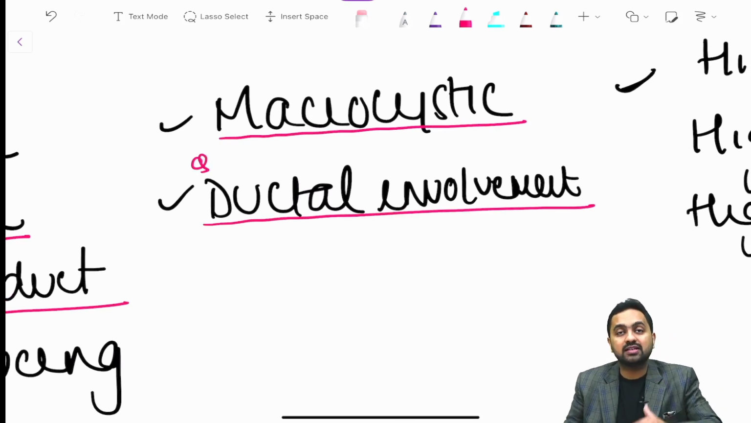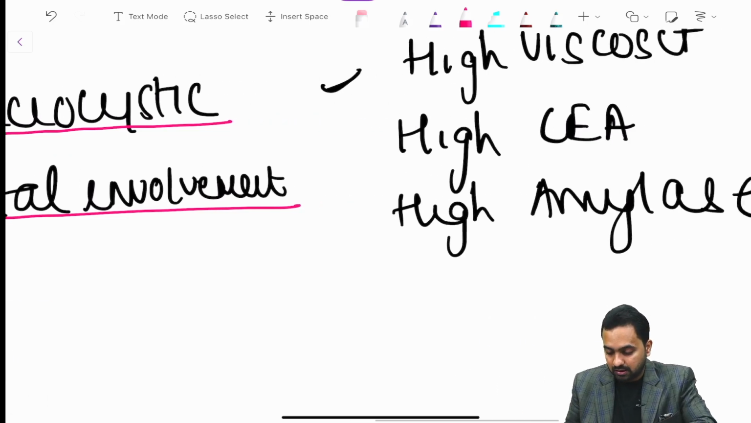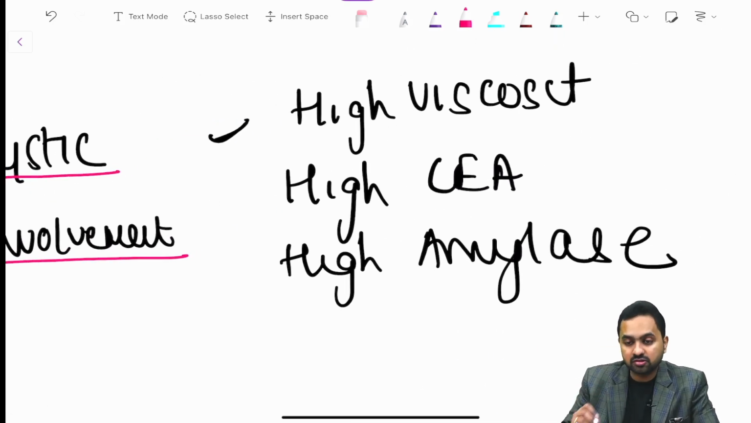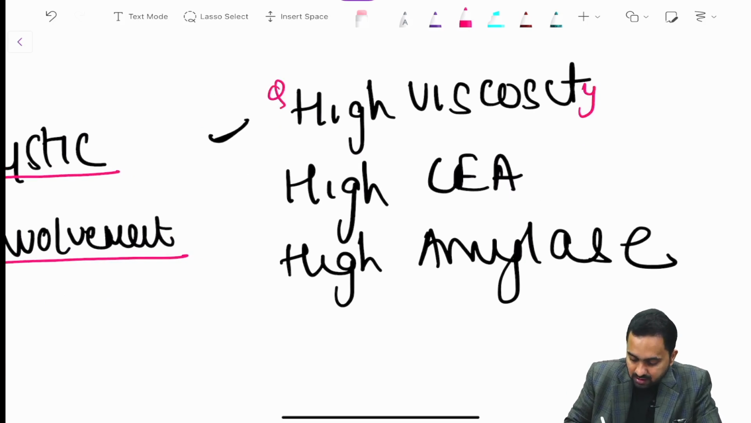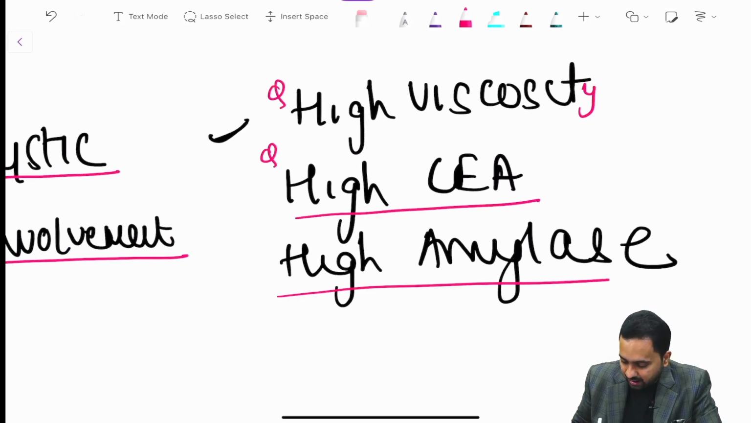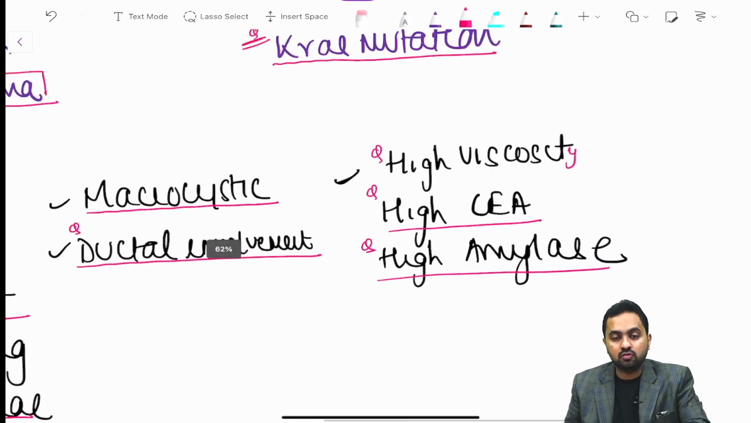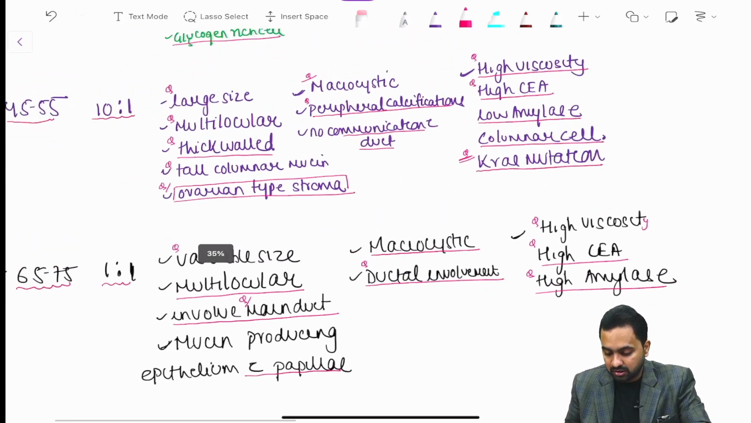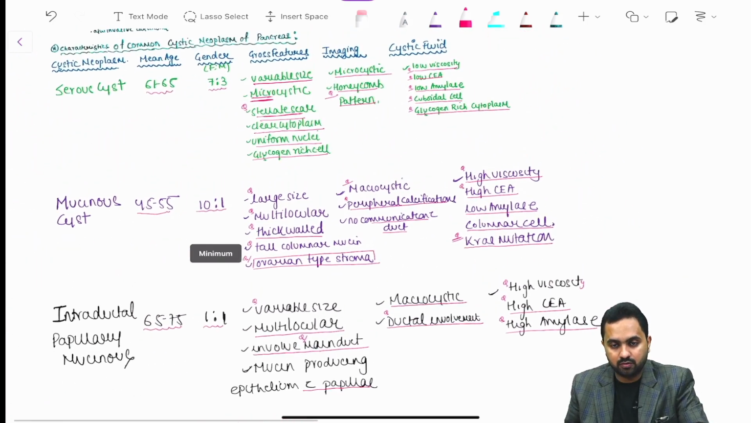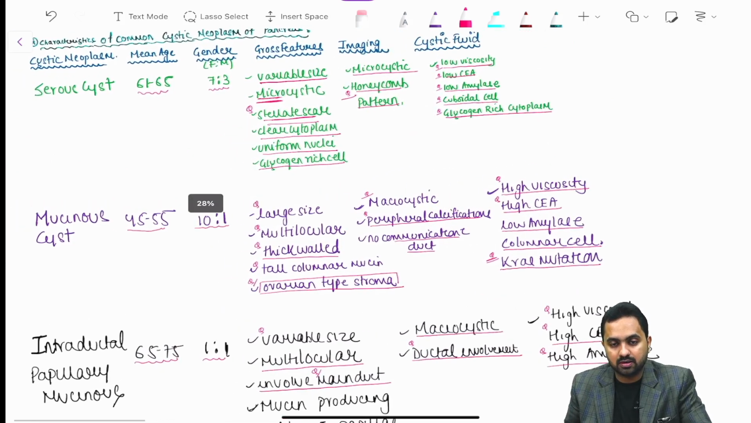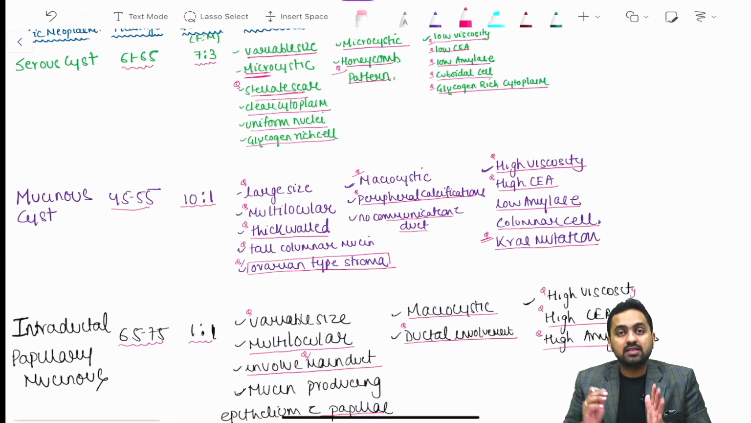So, this is your clinching difference between your intraductal papillary mucinous neoplasm and your mucinous neoplasm, and the features include high viscosity, high CEA and high amylase level. So, these are some of the important points with respect to your cystic neoplasm. So, please do remember the differences and specifically your cystic fluid differences.